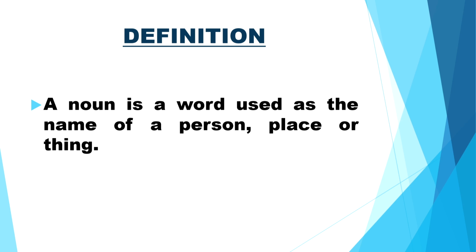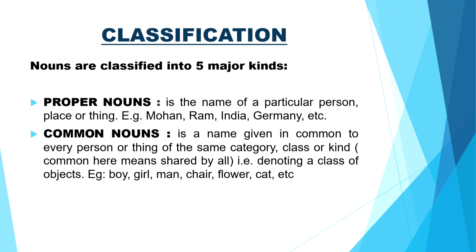Let us take an example. For example, Ram, Sham, cat, book, pen, chocolate, etc. These are all your nouns. Now, nouns can be classified into 5 major kinds. First, proper nouns. A proper noun is the name of a particular person, place or thing. For example, Mohan, Ram, India, Germany, Italy, etc.